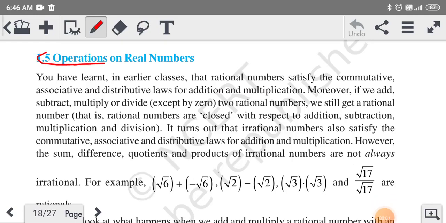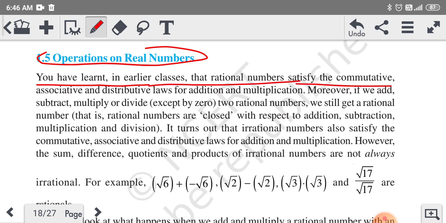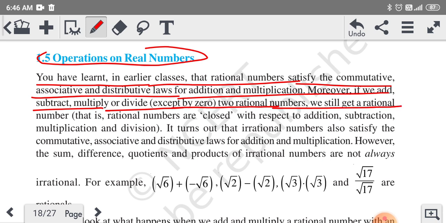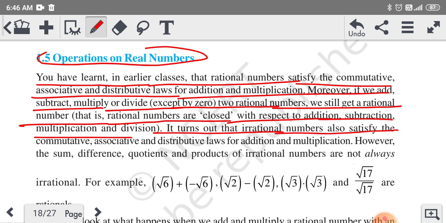So next is the operation on real numbers. You have learned in the other classes that rational numbers satisfy the commutative, associative and distributive laws for addition and multiplication. Moreover, if we add, subtract, multiply and divide (except by 0) two rational numbers, we still get a rational number. That is, rational numbers are closed with respect to addition, subtraction, multiplication and division. It turns out that the rational numbers also satisfy the commutative, associative and distributive laws for addition and multiplication.